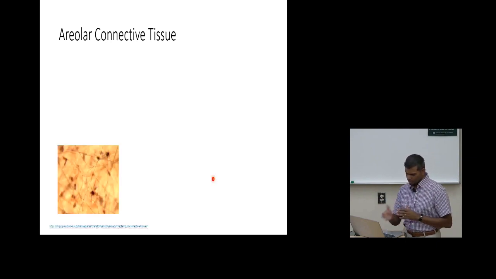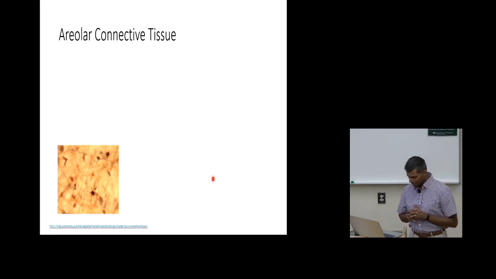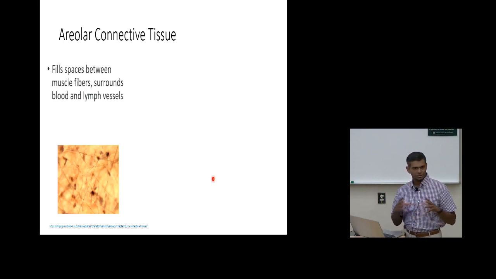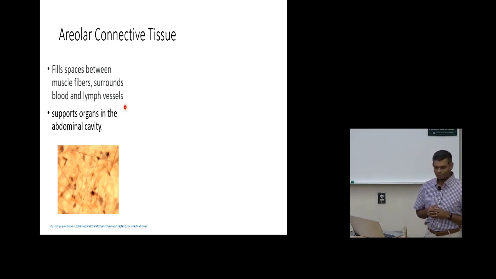So here is a slide of what this connective tissue looks like. You'll notice that it is very loosely arranged, and there are cells, there's fibers, there's the matrix, but it's all held together very loosely. And you will find this is going to fill the spaces between muscle fibers, between blood and lymph vessels, and so on. And it's also going to be found in the abdominal cavity.